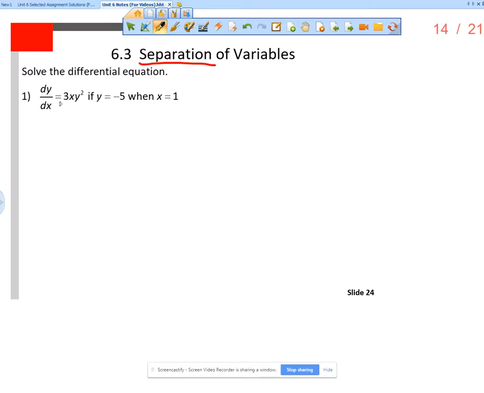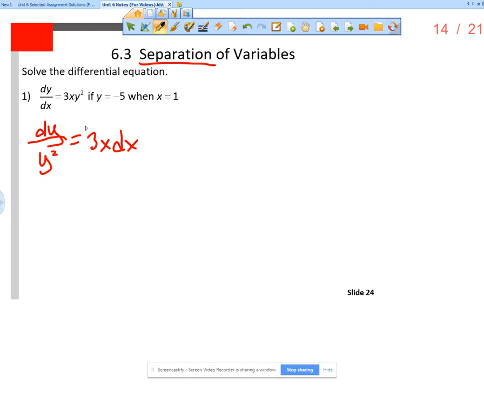And so what we have to do is not only multiply by dx, okay, that's what we've been doing, but now we actually have to bring whatever y's are on the right side to the left side. So in this problem, I would multiply by dx, and then I would divide by y squared to separate the variables. So that means I have dy over y squared equals 3x dx. And so now it's just like the earlier differential equation problems we have.